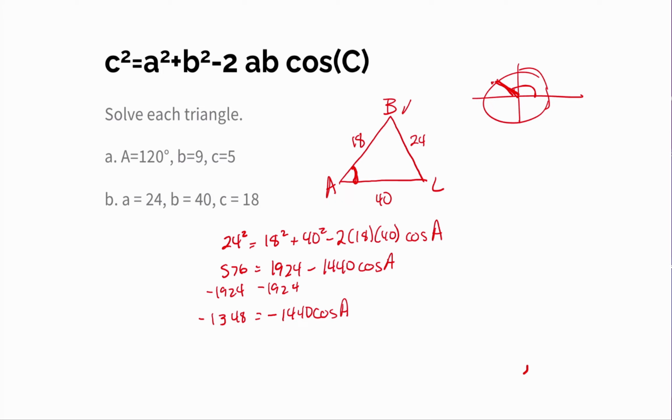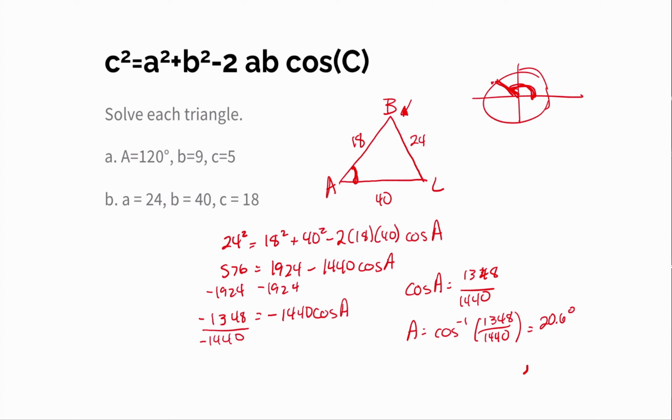And I believe if we did this for B, you would get that cosine B equals some negative number. And that's okay. That just means that you're looking at an obtuse angle. But in this case, our negatives cancel out. So we're going to get that cosine A equals 1348 over 1440. And so we can use the inverse cosine and just plug that fraction right in there. And we're going to get that angle A equals 20.6 degrees.